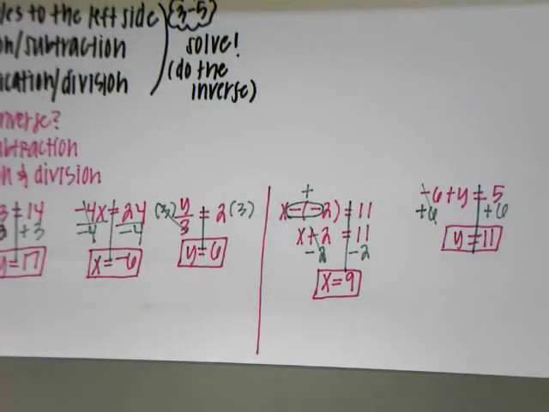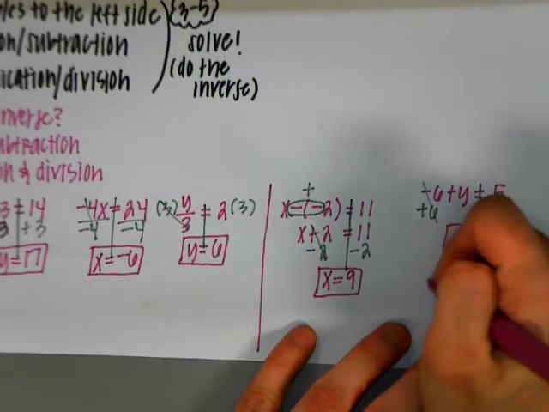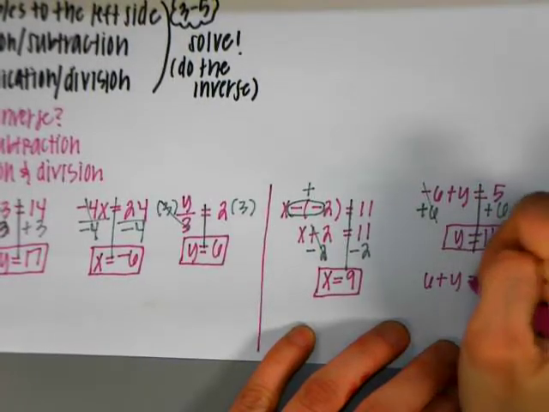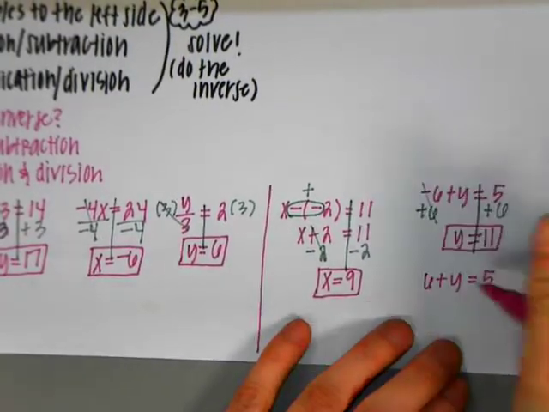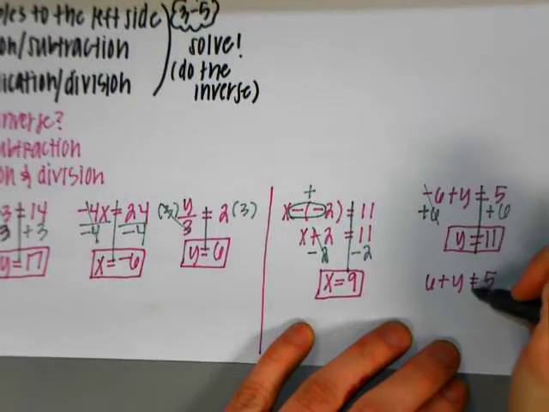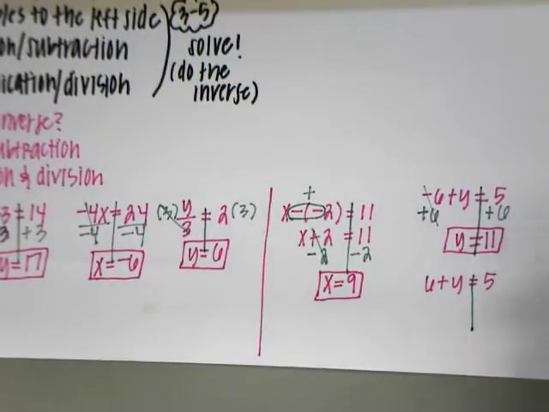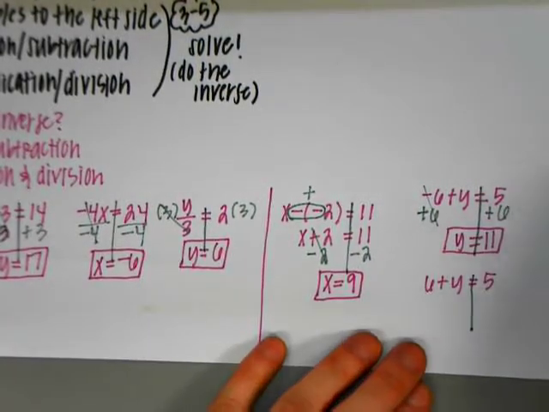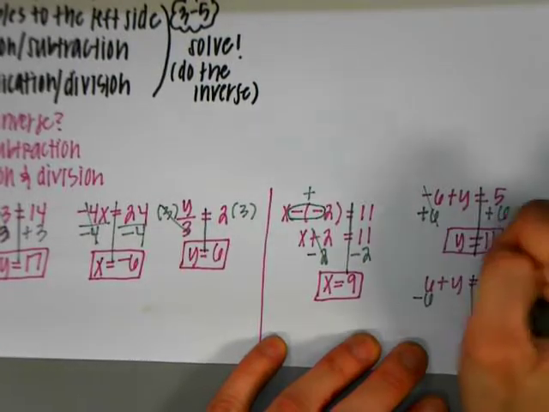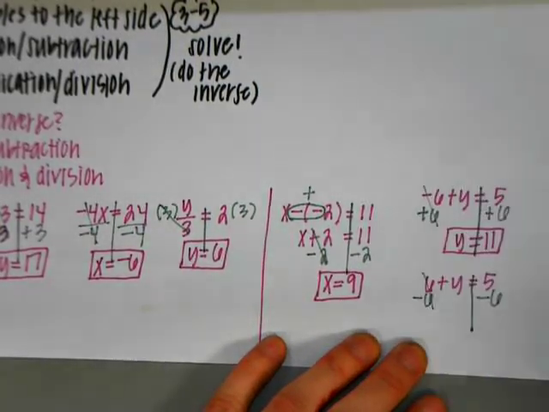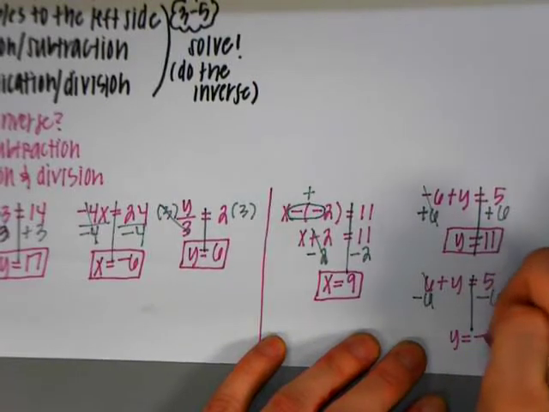All right, and then on the other side, if that 6 is positive, so if I had 6 plus y equals 5. That's the same thing as y plus 6, right? So what would I do to get it to be 0? Yep, subtract 6. So y would equal what? Negative 1. Yep.